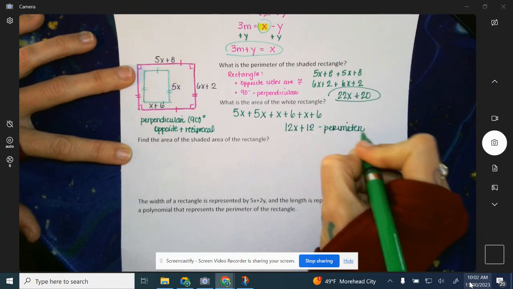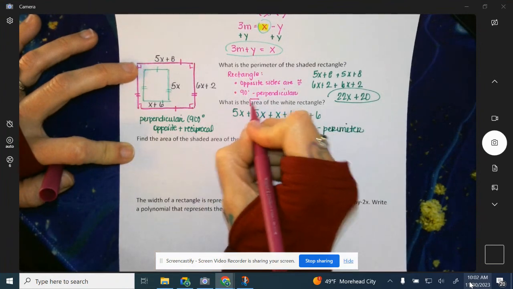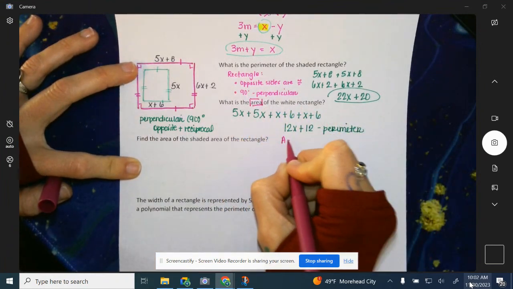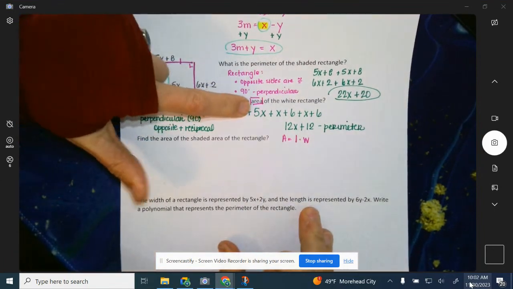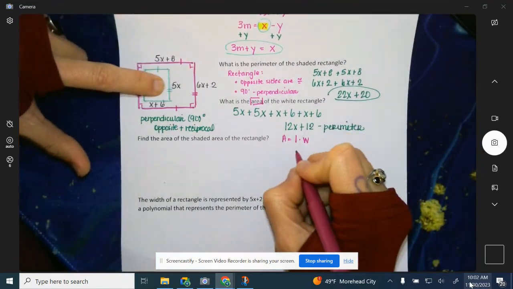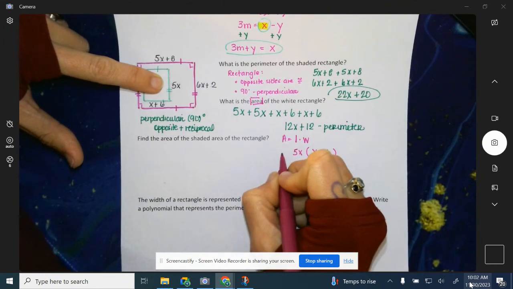So 12x plus 12 is the perimeter. Now, too excited, wasn't paying attention. Story of my life. Area. Area of a rectangle is length times width. They wanted the area of the white rectangle. So that's 5x times x plus 6.